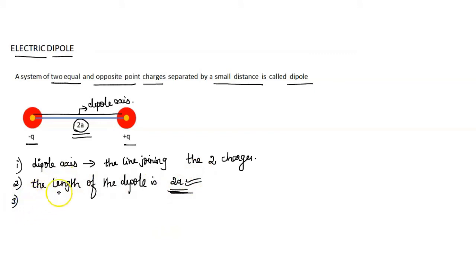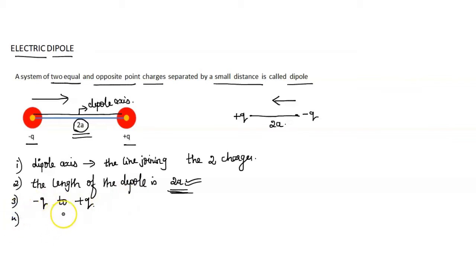Third one, the length of the dipole is a vector whose direction is always from minus q to plus q. So the dipole direction is always from minus q to plus q. If we consider plus q here and minus q here, separated at a distance 2a, then the direction of the length of the dipole is from minus q to plus q.